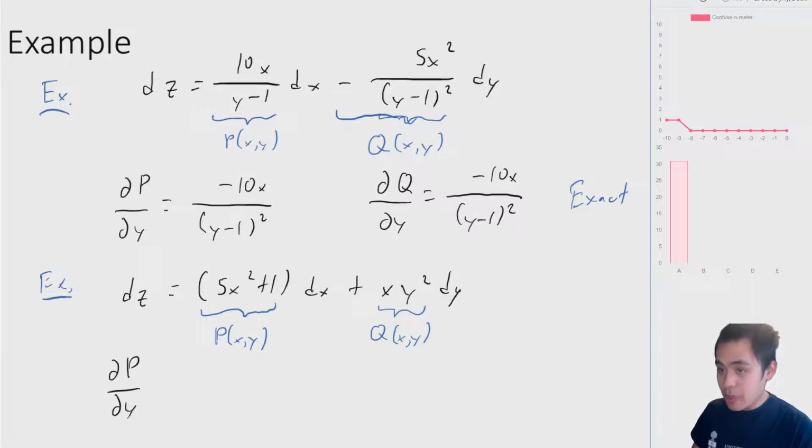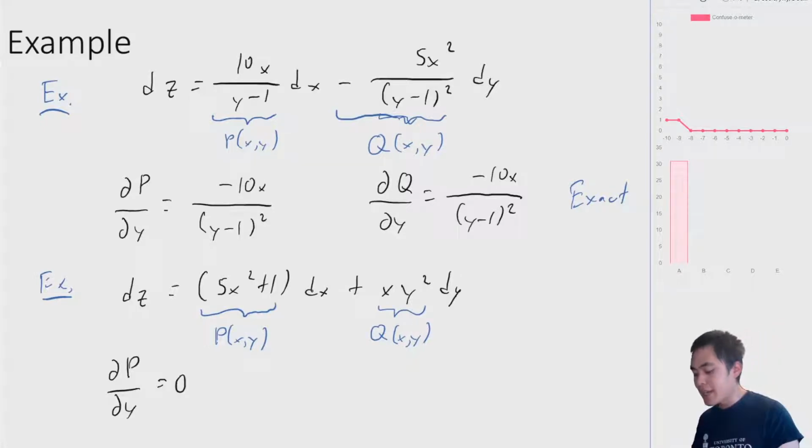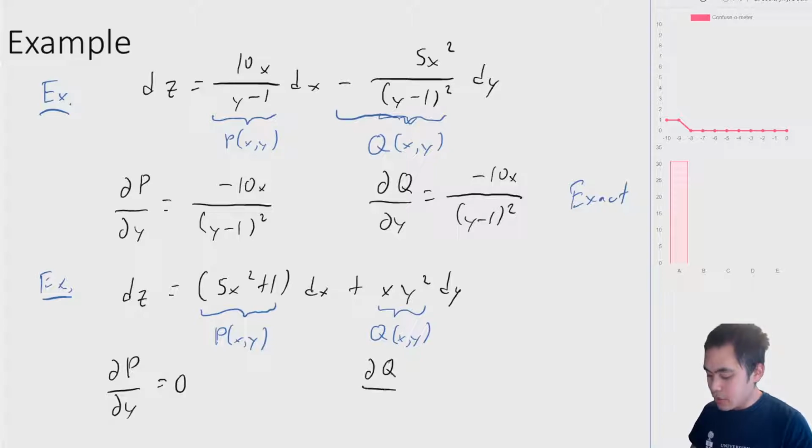Del p del y is equal to 0, because x is a constant as far as del y is concerned. Del q del x is equal to y squared. So this here is not exact. Okay?